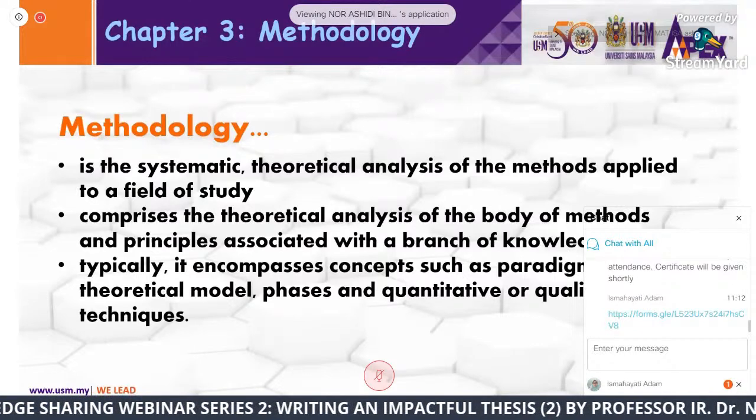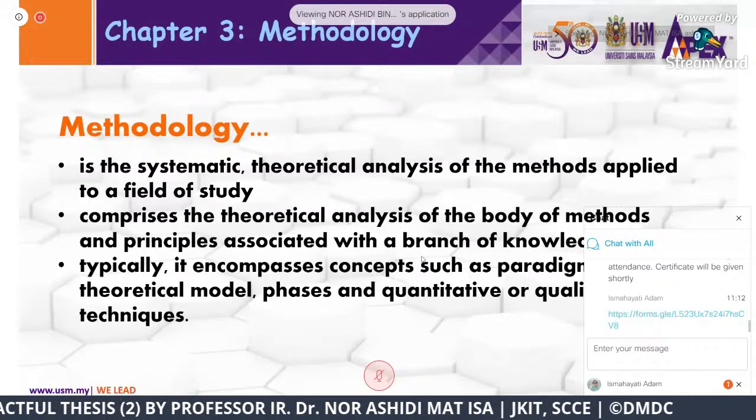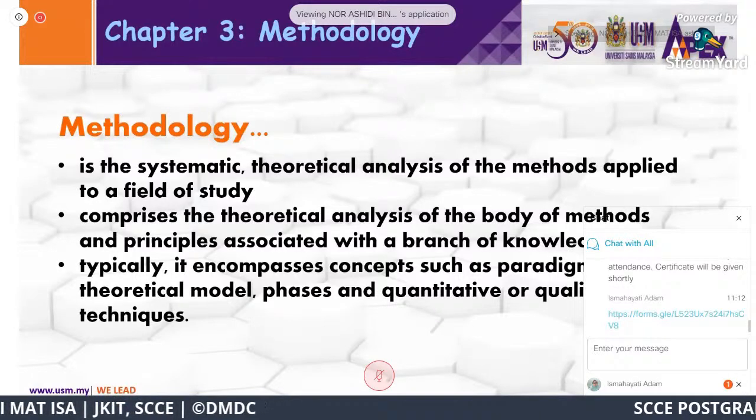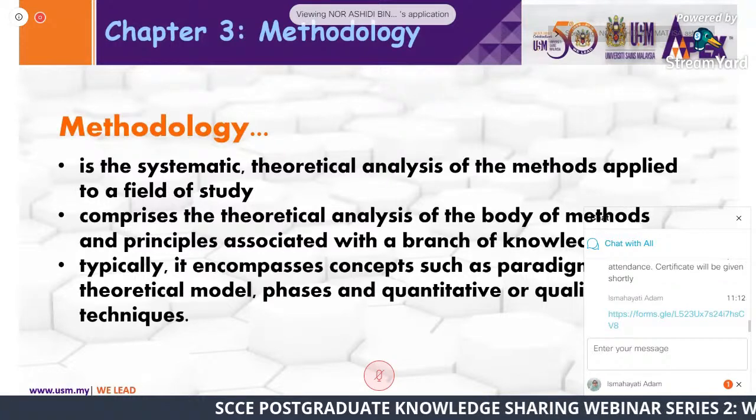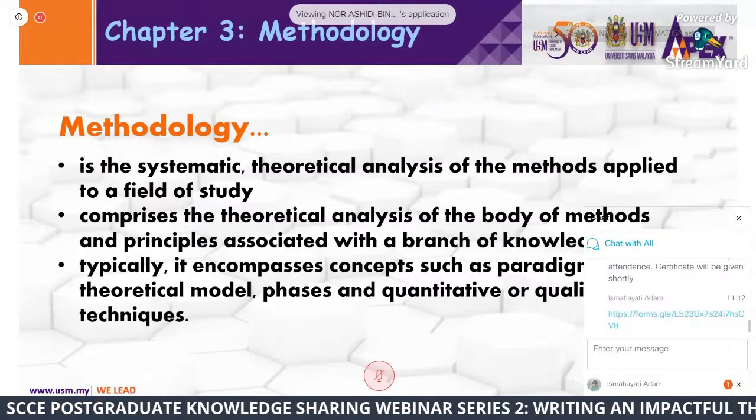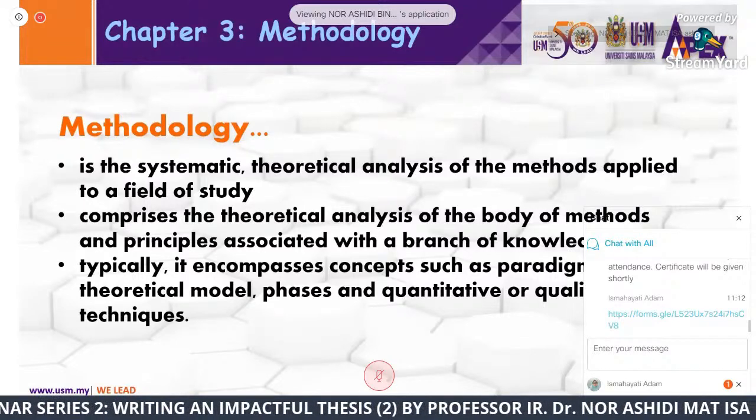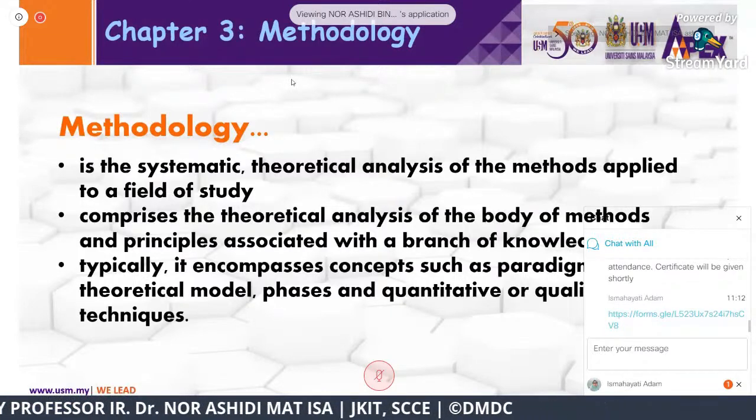So methodology is more on the theoretical. It's not about the results yet. You cannot support your choice of equation and approaches based on your results, because we are not yet in the results discussion phase. We are still in the methodology.